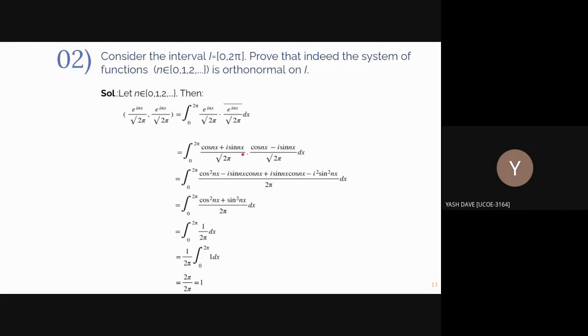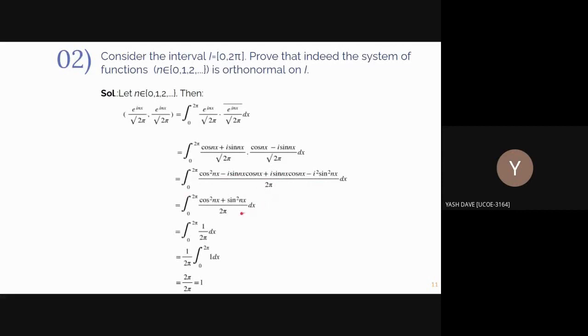So we will get the integral from 0 to 2 pi of (cos nx + i sin nx)/root 2 pi into (cos nx - i sin nx)/root 2 pi dx. Now we will multiply it and we will get the integral from 0 to 2 pi of (cos² nx - i sin nx cos nx + i sin nx cos nx - i² sin² nx)/2 pi dx.